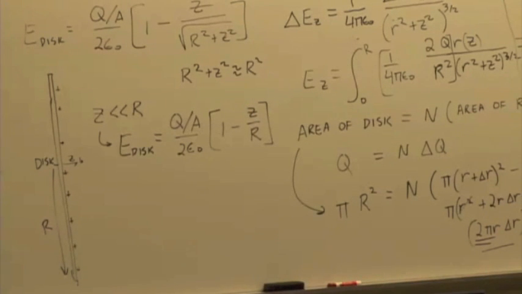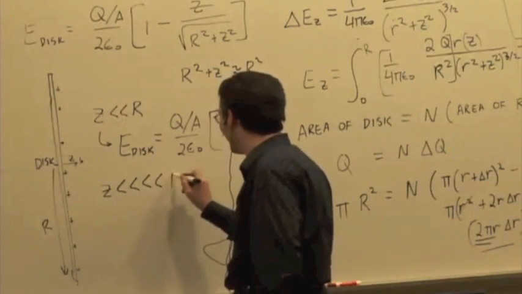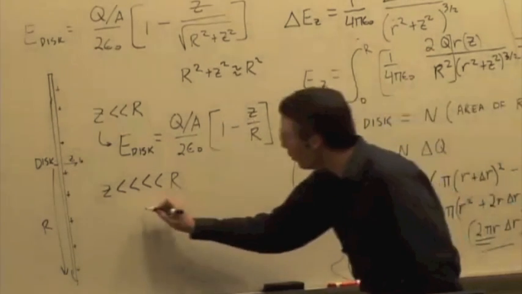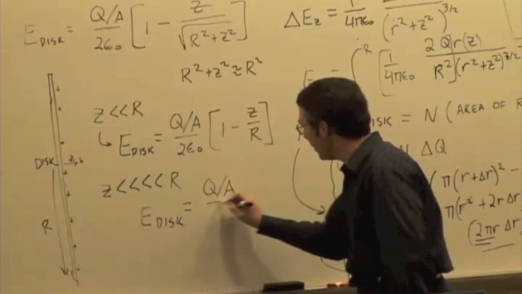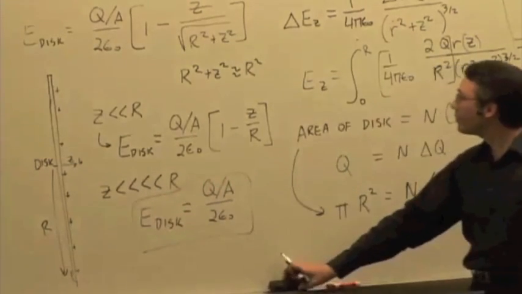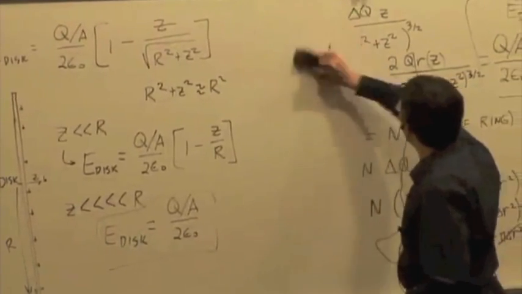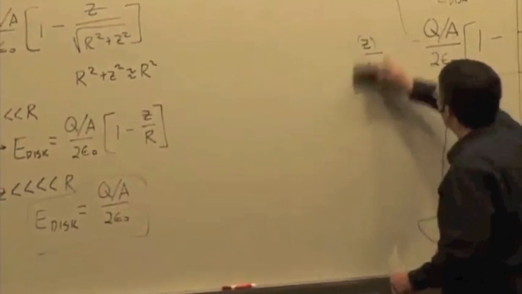Often we are looking at situations where we're very close to a charged disk, so this might be more useful to us as well. And in fact, if you're really close, if Z is much, much less than R, what does Z over R become? 0, right? So we might even be able to get away with just saying the electric field of a disk is Q over A over 2 epsilon 0. And that's really simple. It also gives a better sense of what the electric field looks like when we are that close to the disk.